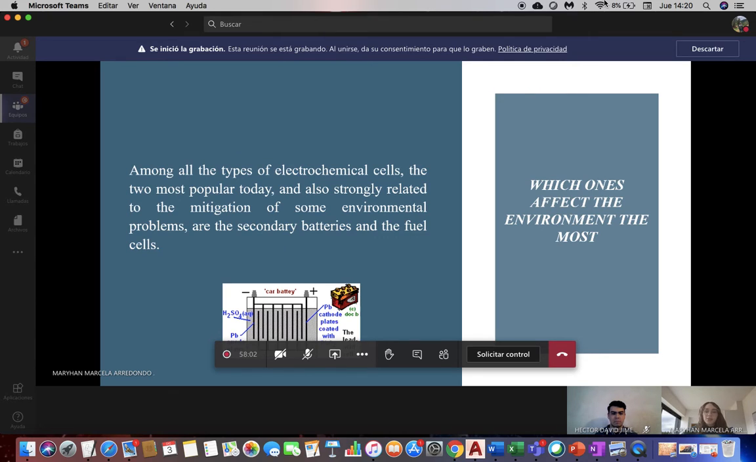Among all the types of electrochemical cells, the ones that affect the environment the most are the secondary batteries and the fuel cells that we often see in cars and lead storage batteries.